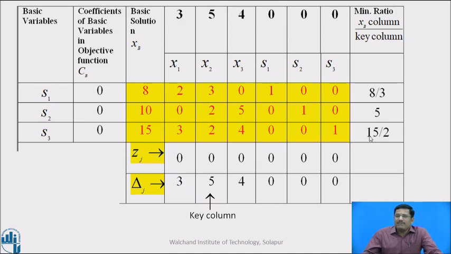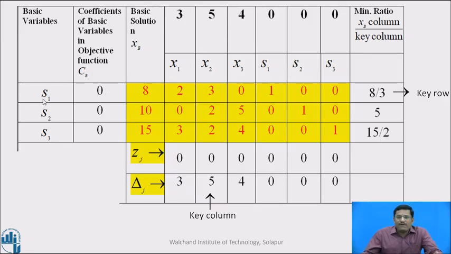All are positive, and among these two, the minimum one will be 8 by 3. So that's why this row is called the key row, and the variable associated in the basis for this key row will leave the basis. That is, S1 is going to leave the basis and X2 is going to take the position of S1.